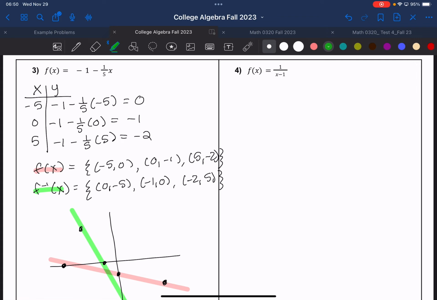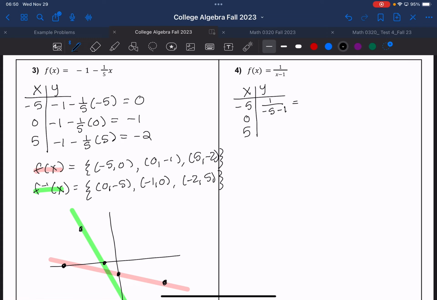Okay, so what I'm going to start doing is setting up my table. Remember, my table can look different than yours depending on what x values you chose. I'm going to go ahead and choose the same x values I did on the last one, so -5, 0, 5. Okay. So plugging my numbers in, I have 1 over -5 minus 1. Again, plug that into your calculator. And since we're graphing, just leave it in decimal form.